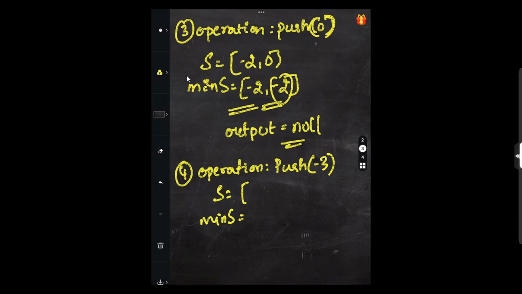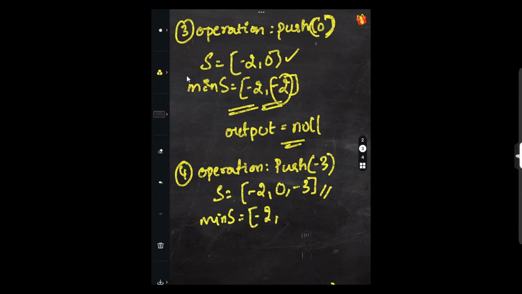So we are adding minus 3 to the stack. We already have minus 2 and 0. Now let's add minus 2, 0 and minus 3. We are adding minus 3 to the main stack, right? This will be minus 2, 0 and minus 3. So we are adding the smaller of minus 3 and the top of the min stack, nothing but minus 2. Now the smaller of minus 2 and minus 3 will be minus 3.